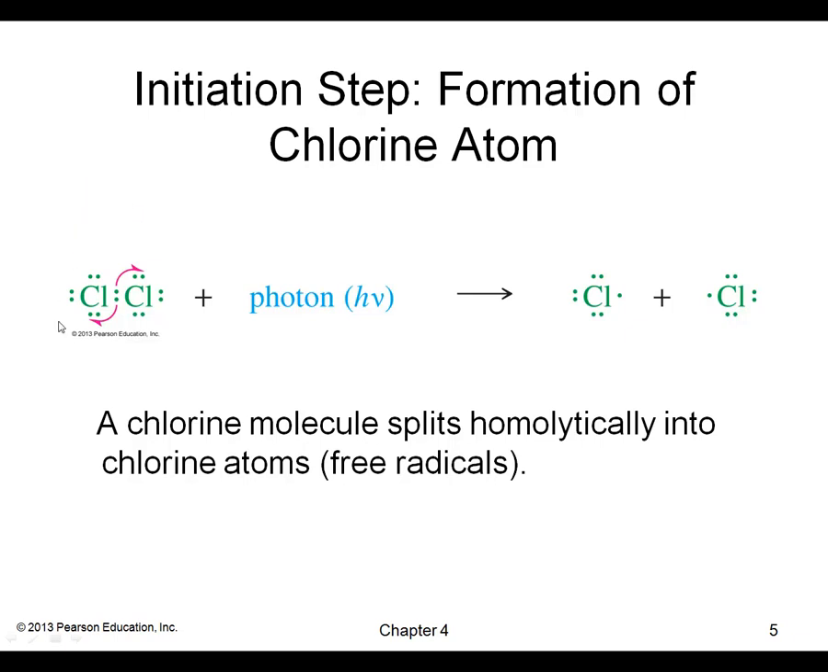In the initiation step, we take the weakest bond, which is that between chlorine or any two halogens, and a photon of light. Okay, so here we're using light as the energy source. It does a homolytic cleavage, and so each chlorine gets an electron, and these single electrons here are what are called radicals.